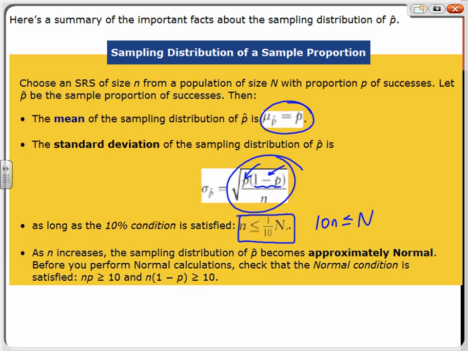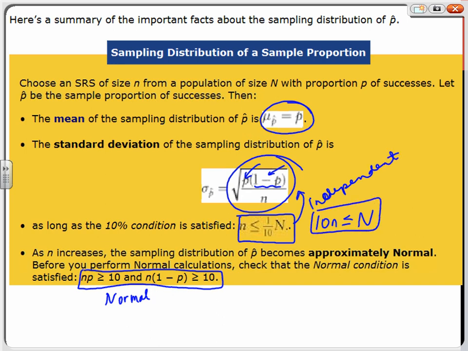And as n increases, the sampling distribution of p hat becomes approximately normal. So before we perform any of those normal CDFs, if you remember that, any normal calculations, we have to check that we also have these conditions met right here. So this is for normal. Okay. This is to make sure that we are independent. This 10% right here, okay? This is to check that we are independent and that we can apply that standard deviation.